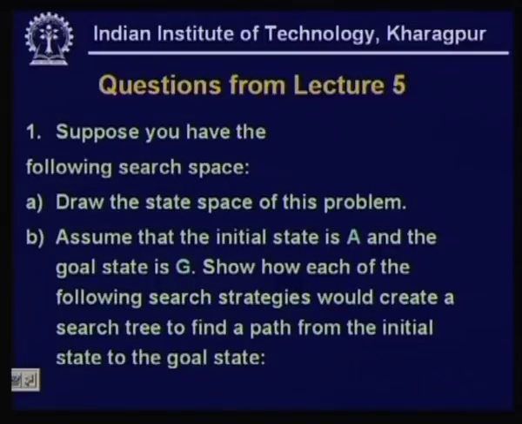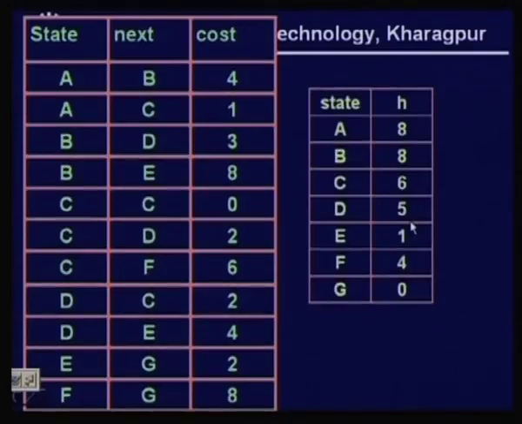Question number 1, suppose you have the following search space. The search space will be given to you in the form of a table. You are required to A, draw the state space of this problem, B, assume that the initial state is A and the goal state is G, and you have to work out a few search strategies and show the search tree and what sort of path the search generates from the initial state to the goal.